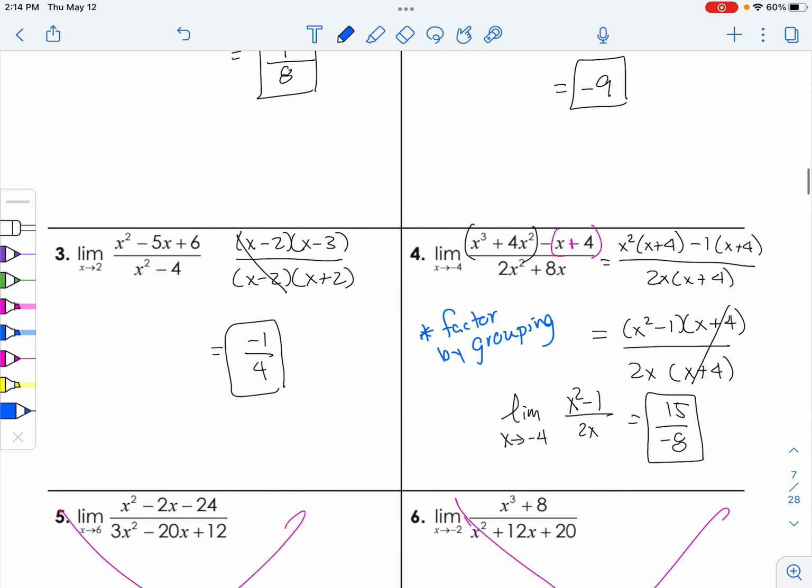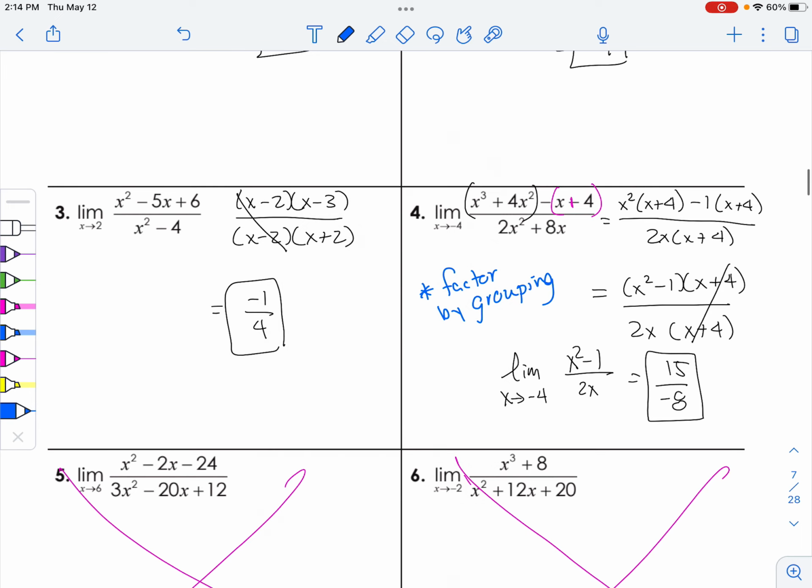Number 3, we are able to factor the numerator and factor the denominator, which then allows us to cancel out x minus 2. Substitute in 2 for what's left, we get -1/4.